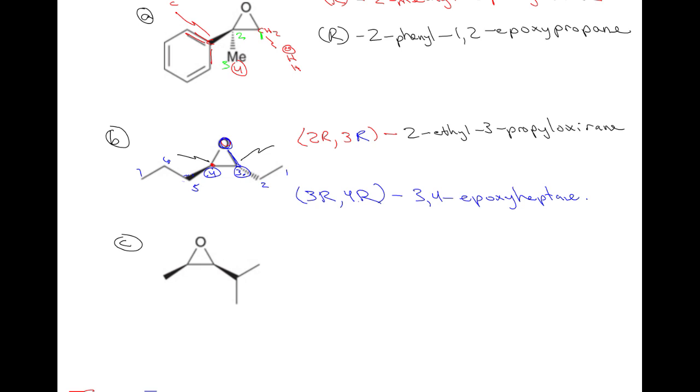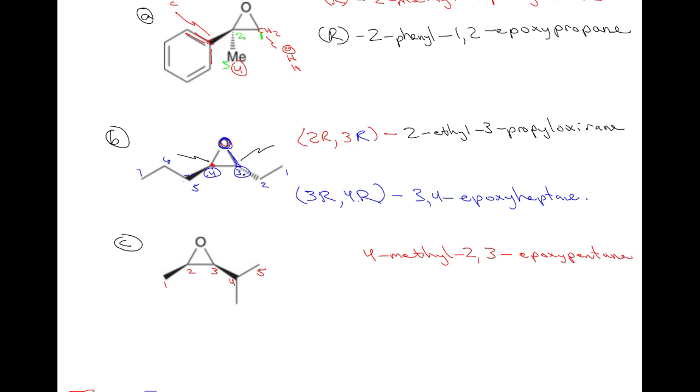So we have 3R, 4R, 3,4 epoxy heptane. The next one, let's try naming this one as an epoxy compound first. I think it's actually a little bit easier to name this as an epoxy compound because if you have 1, 2, 3, 4, 5 like this, then I give my epoxy 2, 3 epoxy. So I'm going to have a 2,3 epoxy and I have a 4-methyl. So it's going to be 4-methyl and then 2,3 epoxy pentane because there's 5 carbons in a row.